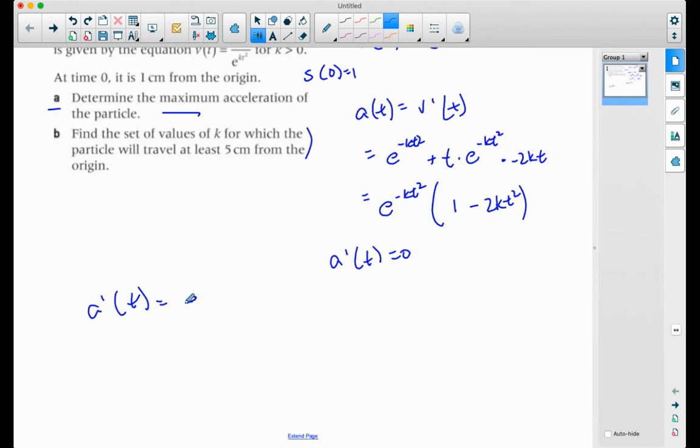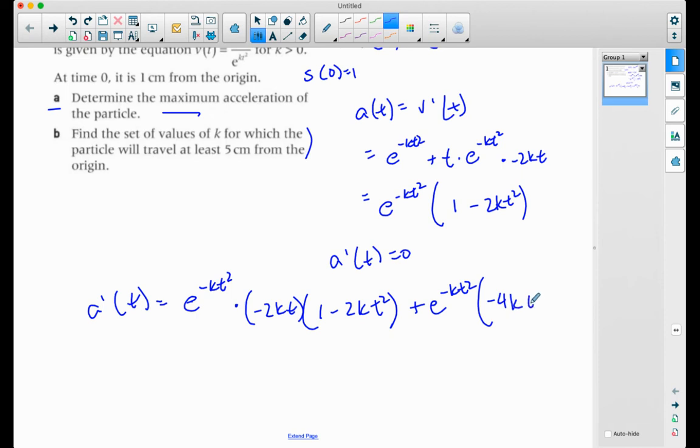So the derivative of the first, e to the negative kt squared, is just itself, times the chain rule, which says it's going to be negative 2kt, times the second function, 1 minus 2kt squared, plus the first function times the derivative of the second. The derivative of this one, the 1 goes away, and I get negative 4kt. And so now I'm going to simplify this. I need to set it equal to 0. And the fact there's a k there means I can't just do it with my calculator.